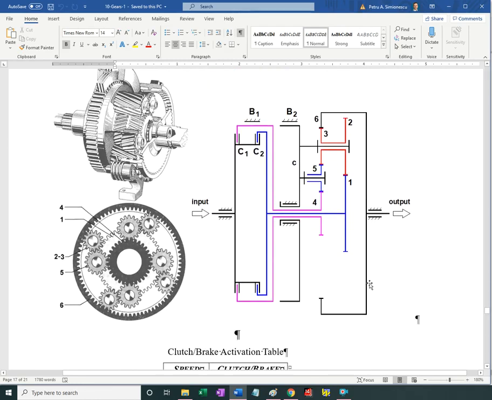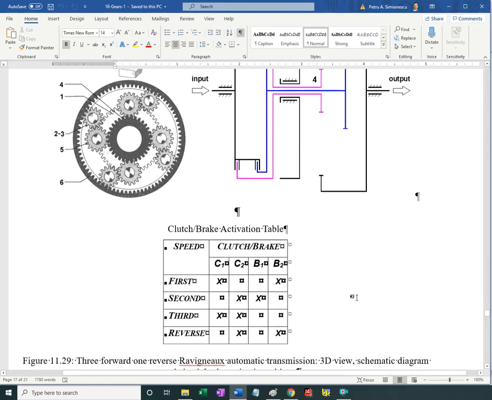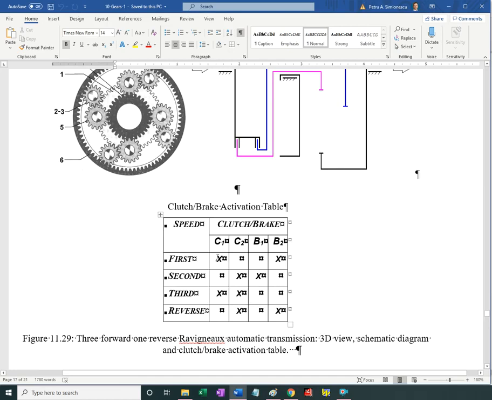This is one of the early automatic transmissions with 3 speeds, and I have the brake activating table here: first, second, third, and reverse. And for first gear, I engage clutch 1 and brake 2.